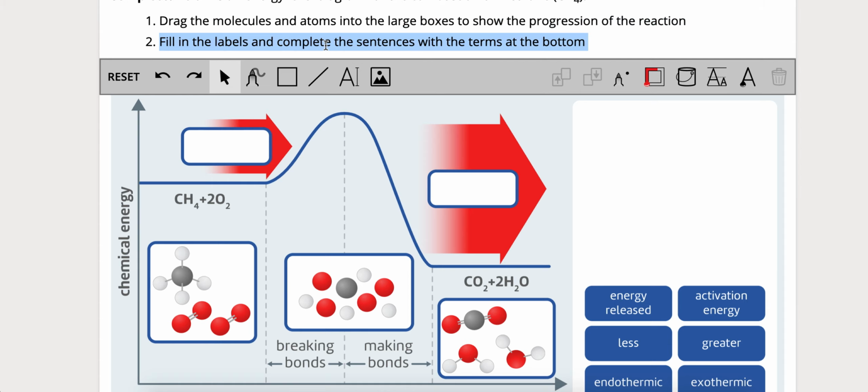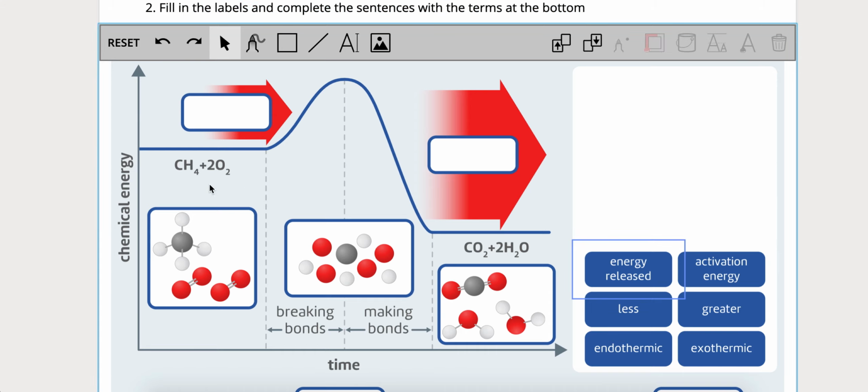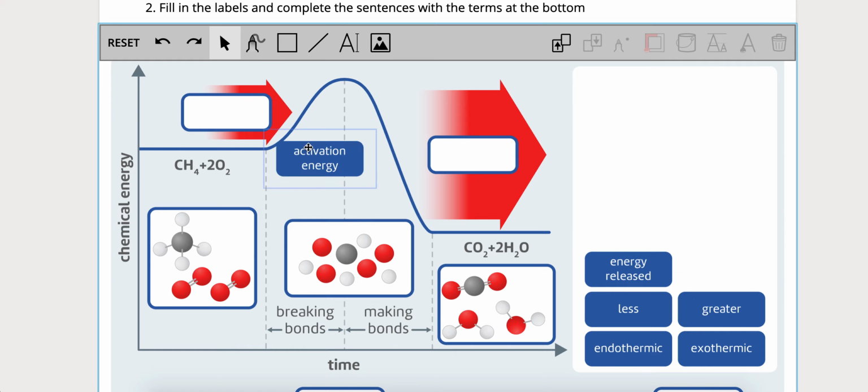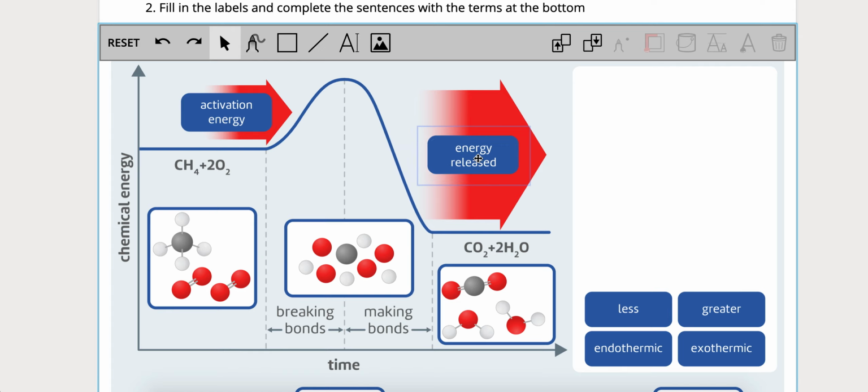What we now need to do is fill in these particular labels. So, the energy that we are required to start with, what we should remember is that we call that the activation energy. The energy that we end up with is what we call the energy released. So if we go ahead and move those into the right spaces.